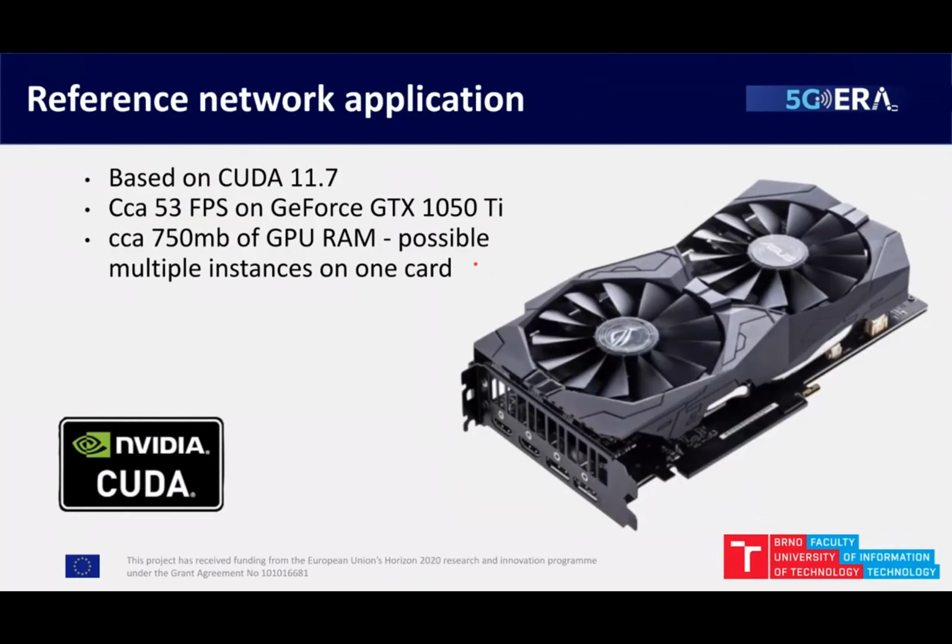And we also provided a GPU variant, which is based on CUDA 11.7, and it can achieve approximately 53 frames per second using quite an old GeForce GTX 1050. And it only uses around 750 megabytes of GPU RAM, so this network application could be deployed multiple times on the same card, so you can achieve even higher frames per second using this relatively cheap graphics card.